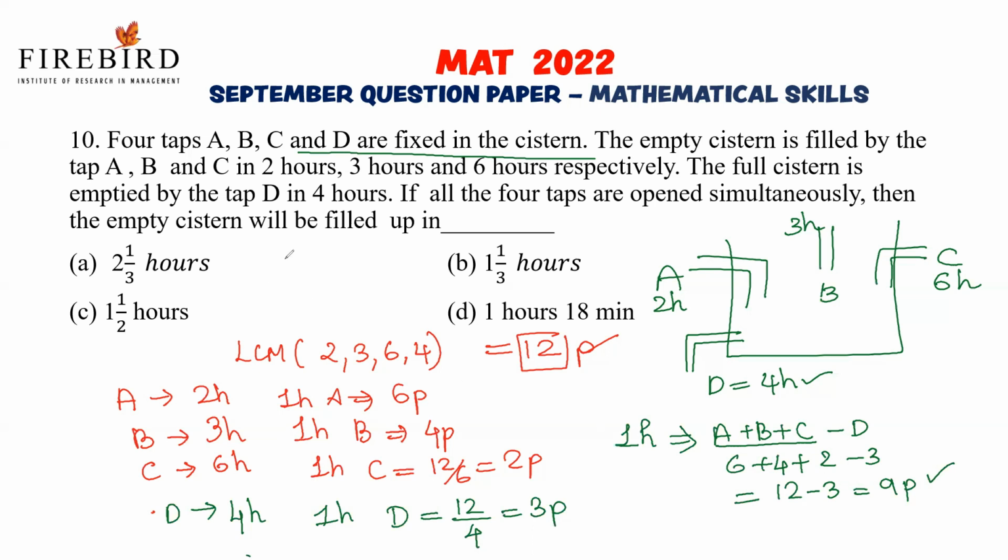Okay, and now listen. Take 1 hour, and then the remaining 3 parts has to be filled, right? 3 parts will be filled in the next hour. We know that the net work of 1 hour is 9 parts. So 1 and 3 by 9, that is 1 and 1 by 3 hours is your answer. Do you understand this? Now we'll go to the next one.